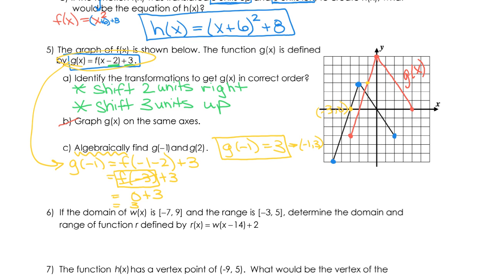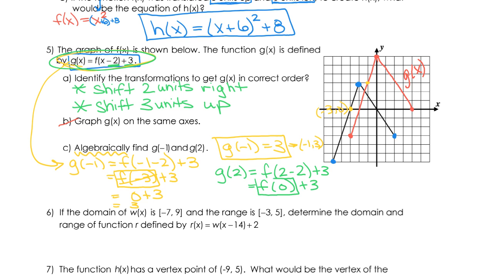All right, so they also want us to find g of 2. So we're going to go ahead and say g of 2 equals, grab that equation. Anywhere there's an x is coming out, 2 is going in. So we'll keep the f here. X minus 2 becomes 2 minus 2, and we add 3 to it. And so f of 2 minus 2, which is really 0, and then plus 3.